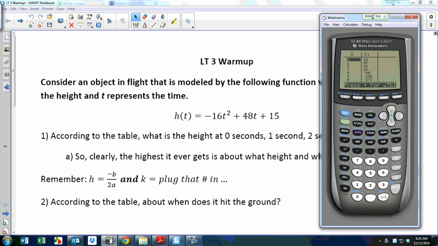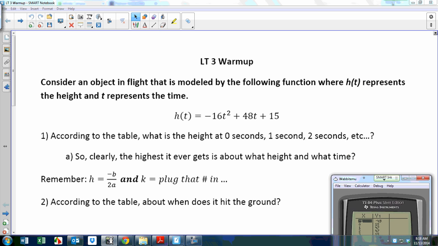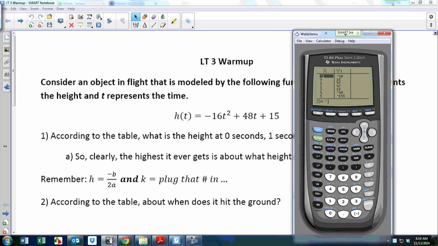And then let's answer the following questions. According to the table, what's the height at 0 seconds? All right, what's the height at 1 second? 2 seconds? You get the picture, right? Well, obviously, we're not going to be able to see this thing on a 10 by 10 window because it goes above 10, right? What's the highest it ever gets?